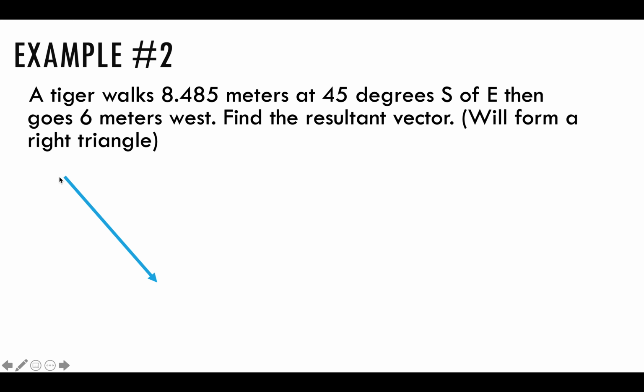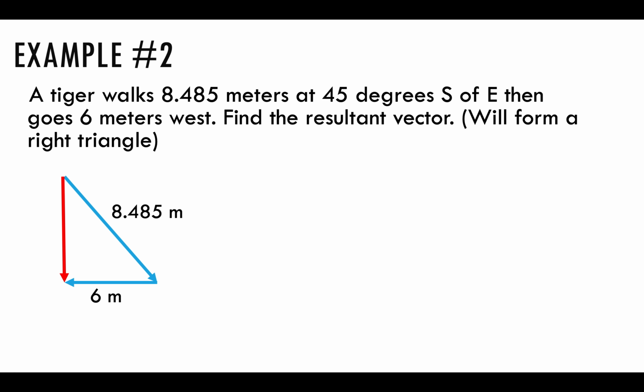So my sketch, I'm going to go 8.485 meters at 45 degrees south of east. So I'm going to draw that in that direction. And then I'm going 6 meters west. Okay, so at the end of that one, I'm going west, and I know this is going to form a right triangle, so I know my resultant will go straight down, so this forms a right angle in that corner. Okay, so this is my 90-degree right angle. All right, so let me label those real quick.